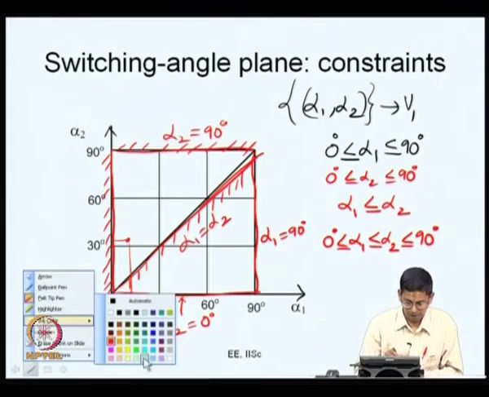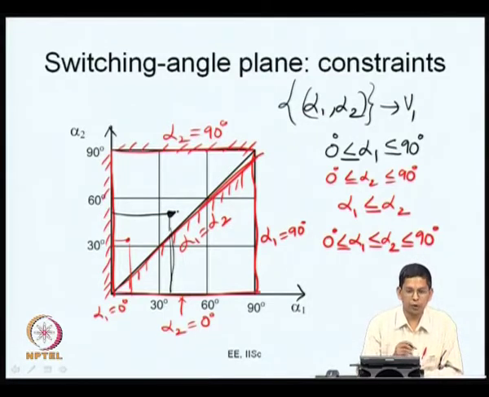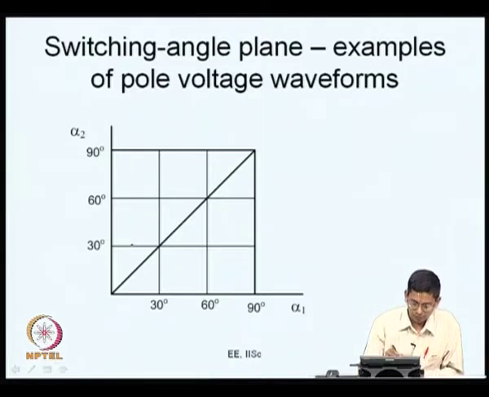Let me consider another point. Let me take yet another point. So, this point has a particular value of alpha 1, there is another value of alpha 2. So, this point is another PWM waveform of the type we are looking at. Let us take this. Here also it has some value of alpha 1 and some value of alpha 2. Let us take a point here, let us take a point there. So, all these points have some values of alpha 1 and alpha 2. All these are PWM waveforms of the variety we are looking at. Okay. So, now let us look at some specific examples as to how the pole voltage waveforms look like. So, let me take a point here.